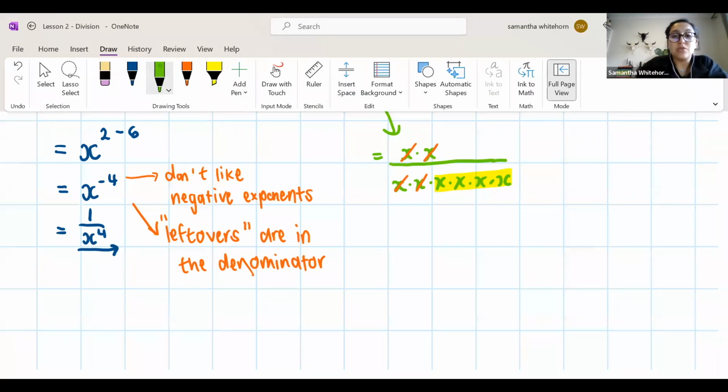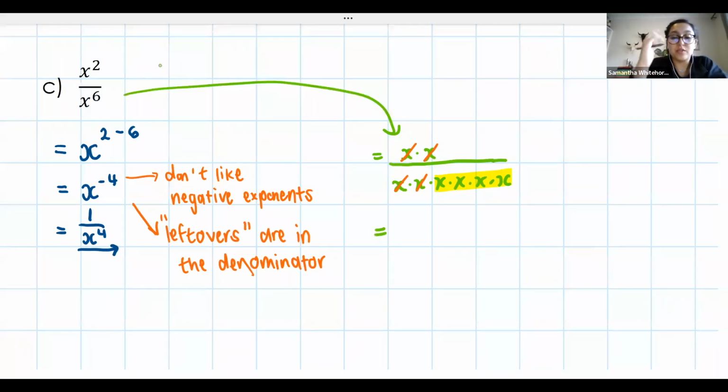Now remember, guys, you have to write your leftovers where they sit. The leftovers here are in the denominator. They need to stay in the denominator. They can't all of a sudden move. Because I canceled everything out in my numerator, I'm left with a 1, and so I do in actual fact have 1 over x to the power 4. And this is why when we get negative exponents, what we actually are working with is a fraction. We're working with leftovers that are in my denominator.